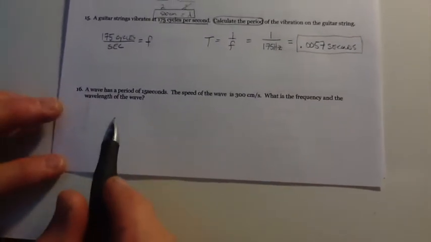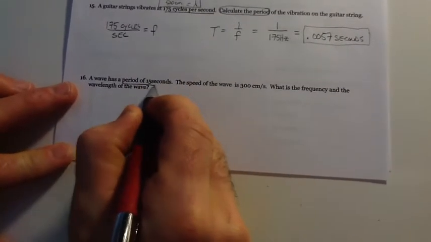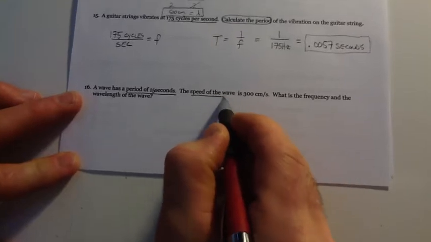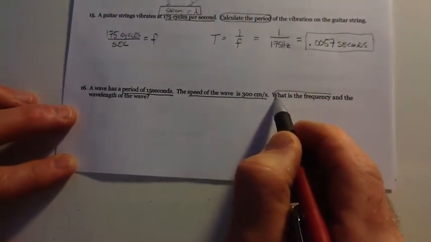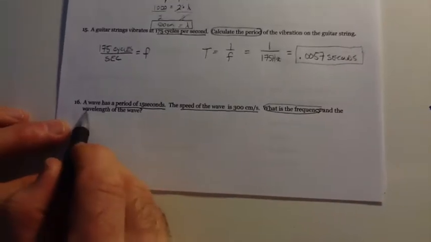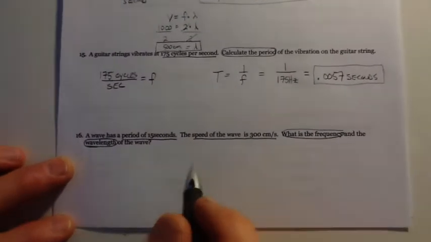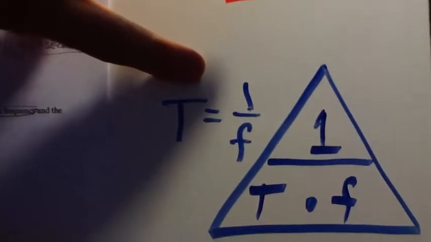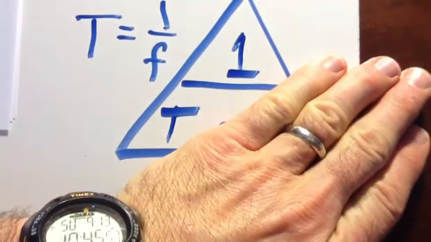All right, here we go. Last one, number 16. A wave has a period of 15 seconds. The speed is 300 centimeters per second. What is the frequency? And what is the wavelength? So it's asking for two different things. So frequency, if we look over here, period is equal to 1 over the frequency. Using the triangle, frequency is equal to 1 over the period.